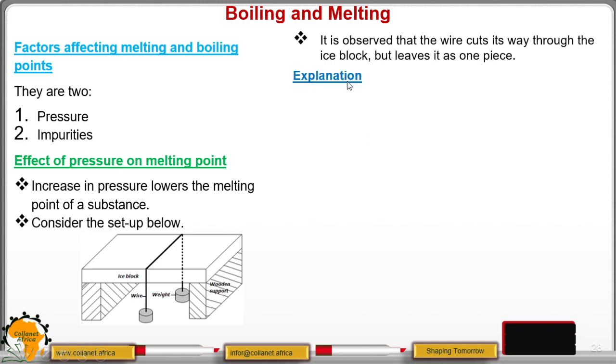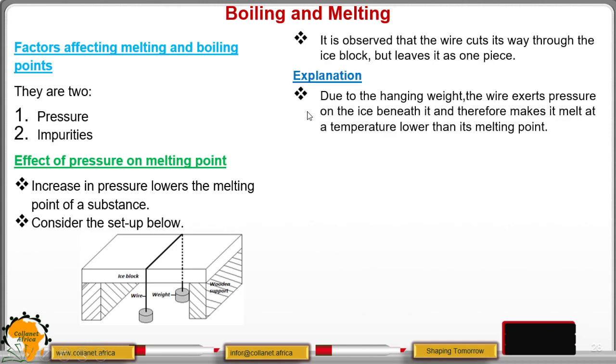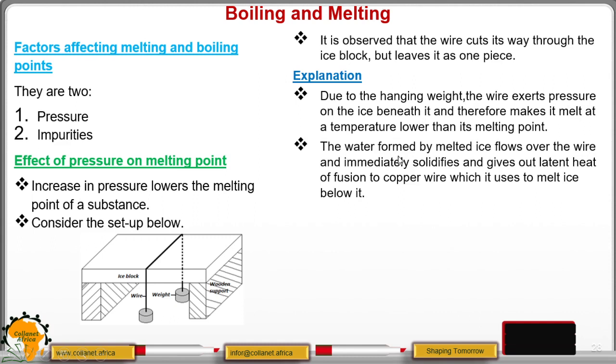What is happening? Explanation. Due to the hanging weight, the wire exerts pressure. You know that pressure is equal to force per unit area. The ice beneath the wire is under pressure, and therefore it melts at a temperature lower than its melting point. The water formed by melted ice overflows over the wire and immediately solidifies.